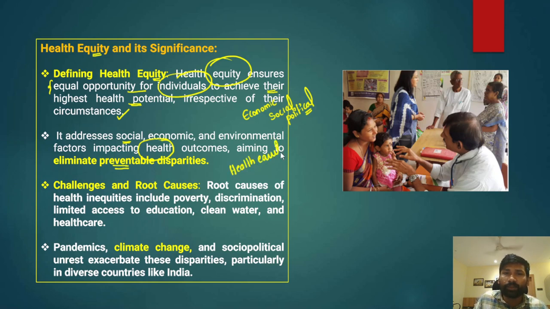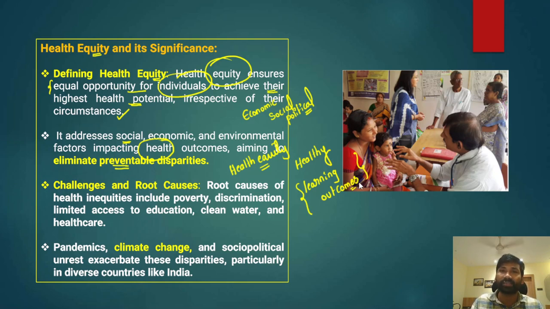And if you understand health properly, health has a multiplier effect on societies and on individuals' well-being also. A healthy individual can earn a decent livelihood. And in fact, a healthy child's learning outcomes would be much higher. Thereby, he or she can become a successful student in their studies. So health has a multiplier effect, and through equity in healthcare, we can eliminate certain preventable disparities within societies and communities also.